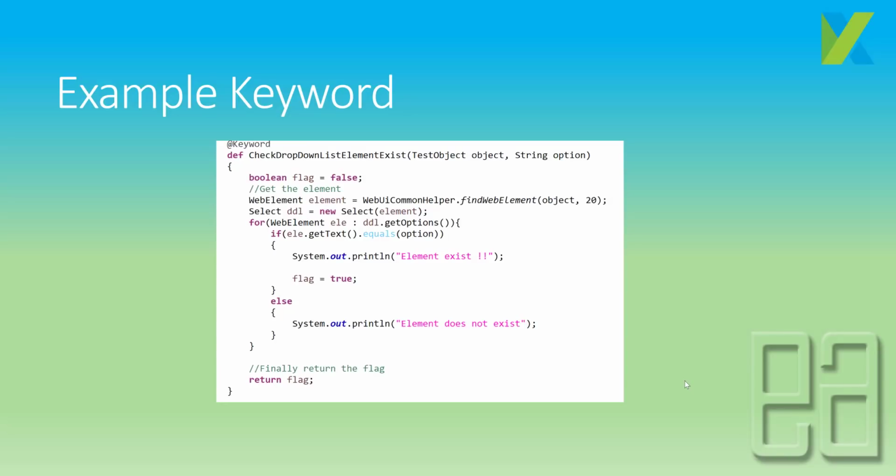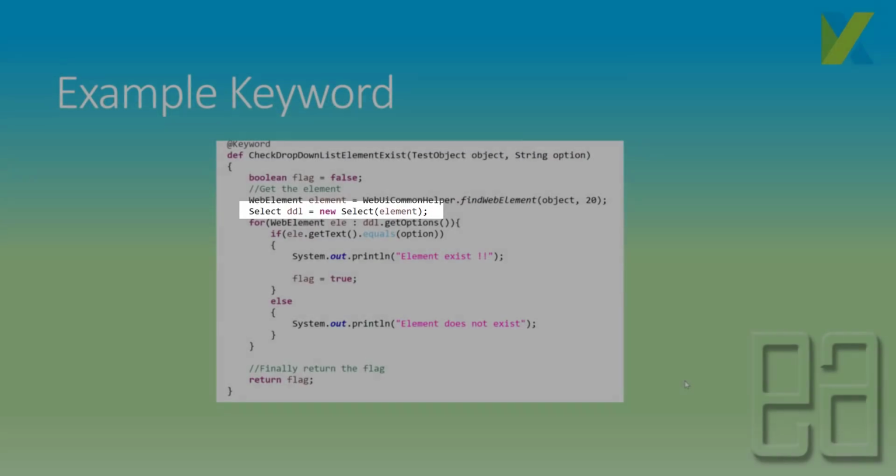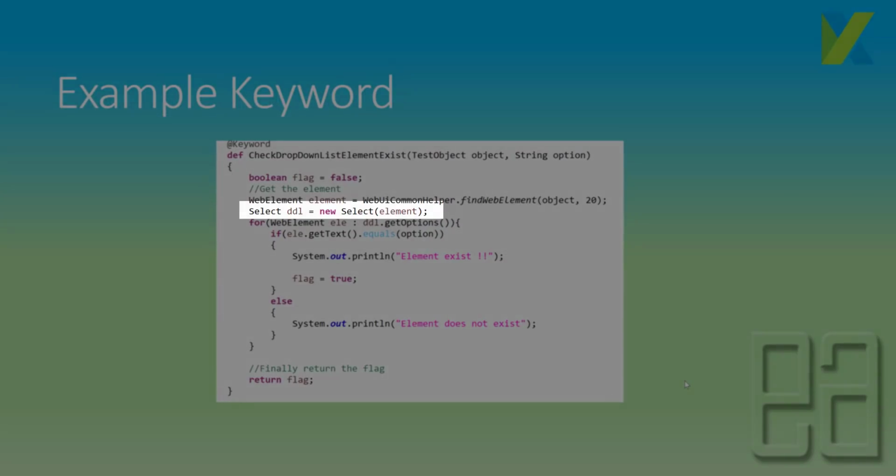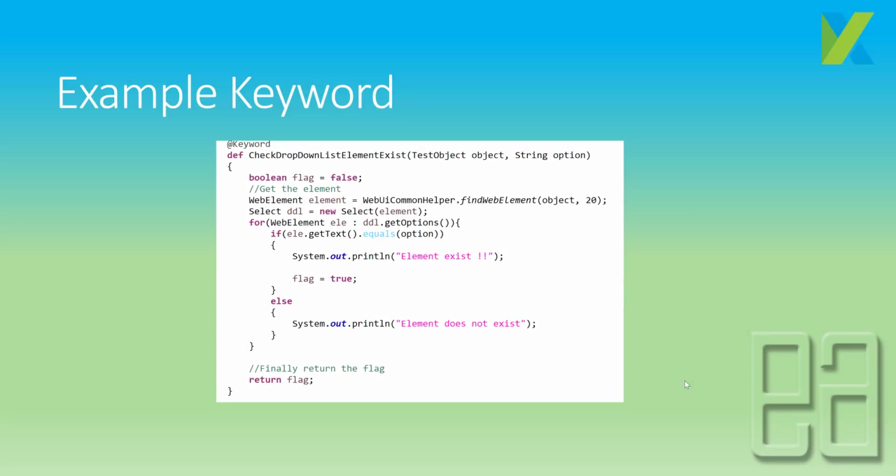And then I'm using the select method, which is something available in Selenium. I'm using the same select method here and passing in the element which I have identified, which is nothing but the web element. Then I'm getting all the options, iterating through all the elements within that option, and verifying whether the particular text which I'm looking for is available within that list or not. So this is a pretty straightforward and simple keyword that we can write to check whether a particular option is available within the dropdown or not.